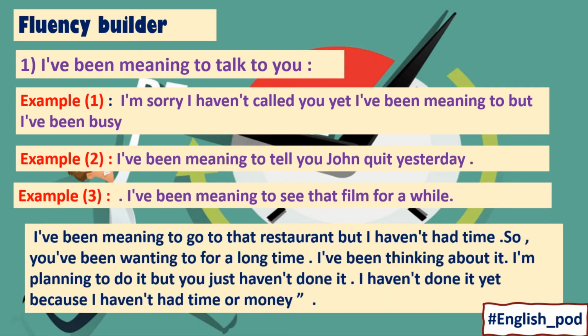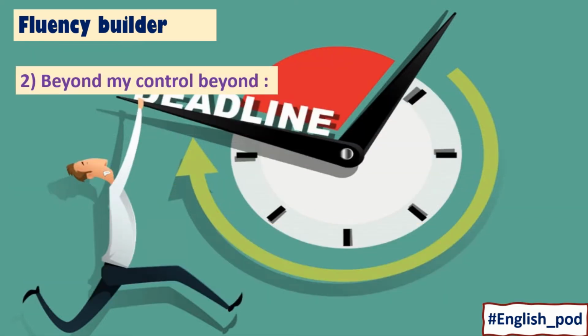So you've been wanting to for a long time. Right. I've been thinking about it. I've been planning to do it. But you just haven't done it. I haven't done it. Maybe because I haven't had time or money. Okay. Good phrase. Our next phrase is beyond my control.